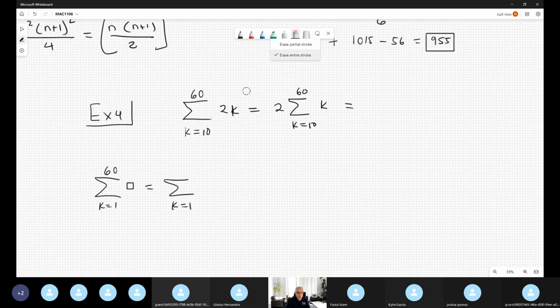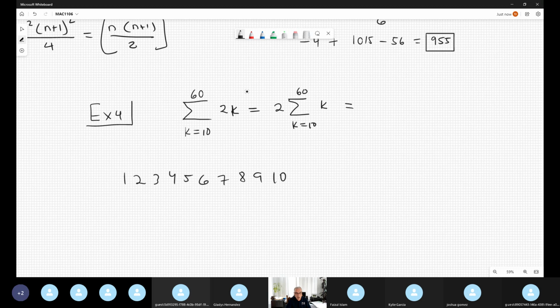Let me explain another way. Look. Suppose 1, 2, 3, 4, 5, 6, 7, 8, 9, 10, and so on up to 60. I need the summation from 10 to 60. It's the thing I need. Look at that, I need that. But the formulas that we have in my hand start at 1. Therefore, I propose this strategy: you add from 1 to 60 and subtract the 1 to 9. Make sense?